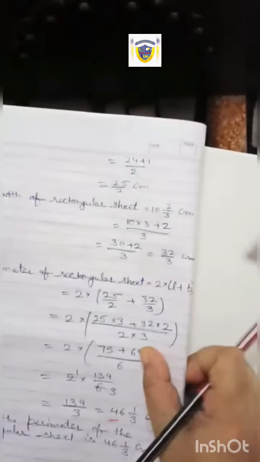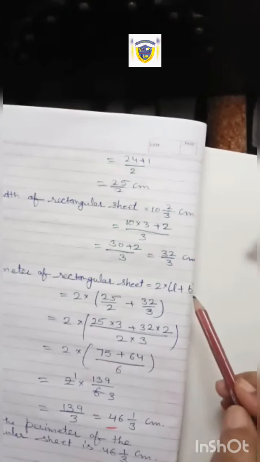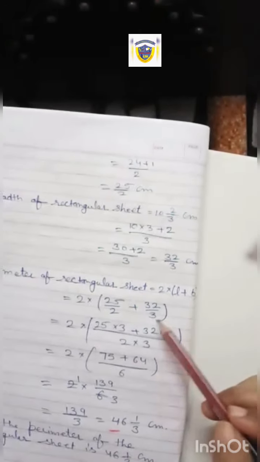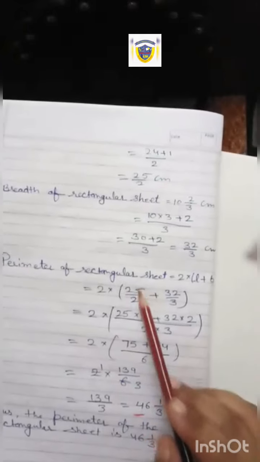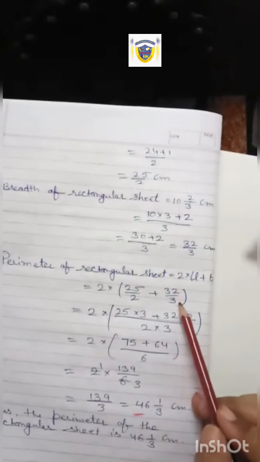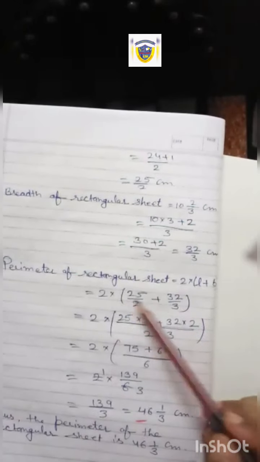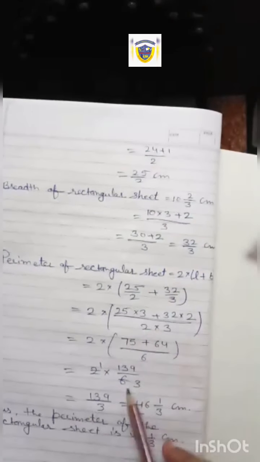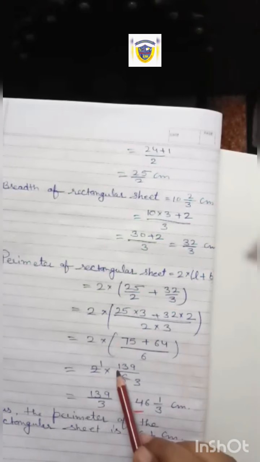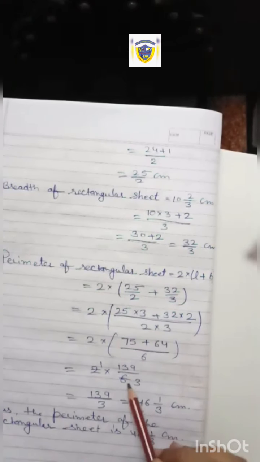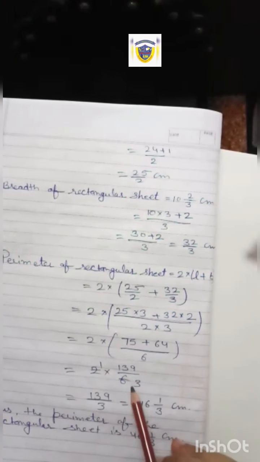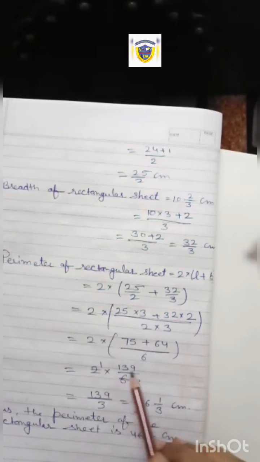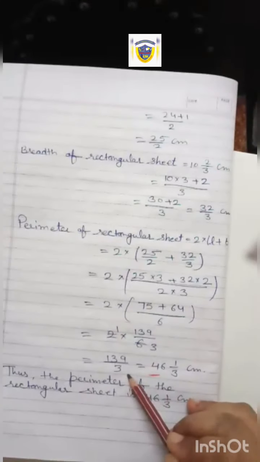Now perimeter of rectangular sheet, you know that the perimeter of rectangle is 2 multiply length plus breadth. Here the length is 25 by 2 and the breadth is 32 by 3. Here we will apply the same method by cross multiplying. I will solve this. When I solve this bracket, I will get 139 upon 6. Now 2 ones are 2, 2 threes are 6. 139 upon 3 is the answer.